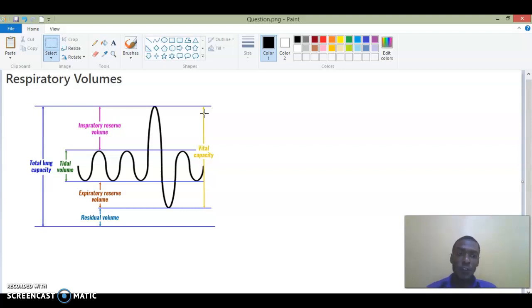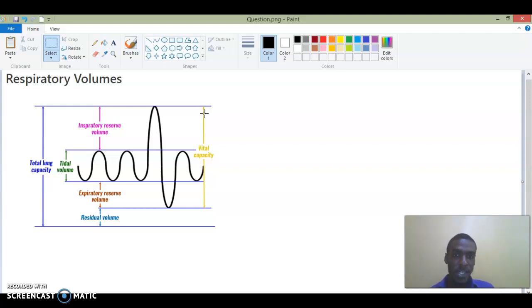So after you fill your lungs, you take a deep breath and fill it as much as possible. And then you release as hard as you can and release everything for as long as you can. That is called vital capacity. Vital capacity is the maximum release from the lungs after you would have taken in a maximum breath. So you take in as much as you can and then you let out everything that you can. That is the vital capacity.